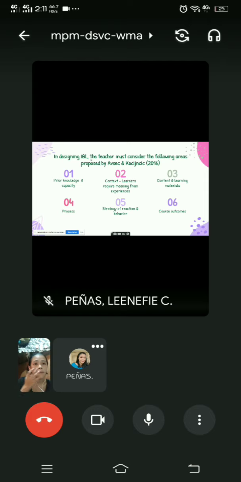In designing IBL, the teacher must consider the following areas, as proposed by Avsec and Kusi in 2016. The first one is prior knowledge and capacity. The second one is context. Learners require meaning from experiences. The third one is content and learning materials. The fourth one is process. The fifth one is strategy of reaction and behavior. And lastly, the sixth one is the course's outcomes.